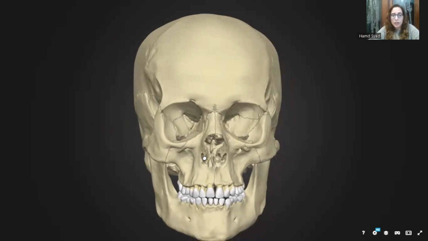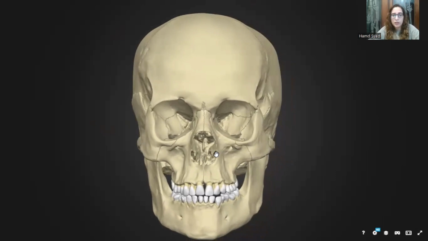Within the nasal cavity, in the lateral wall, you can see the inferior nasal conchae, which are paired and present within the lateral wall of the nasal cavity. Also, over here, these are the nasal bones. These are 2 in number and they are paired.